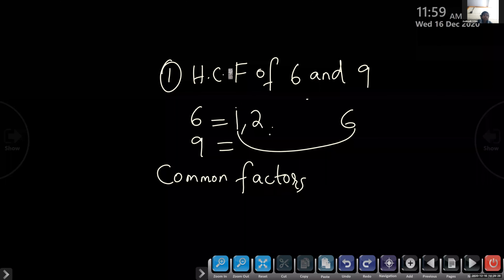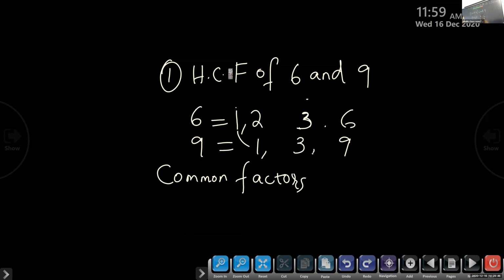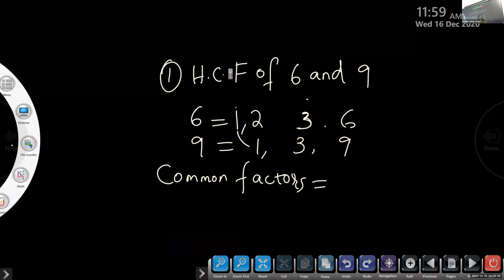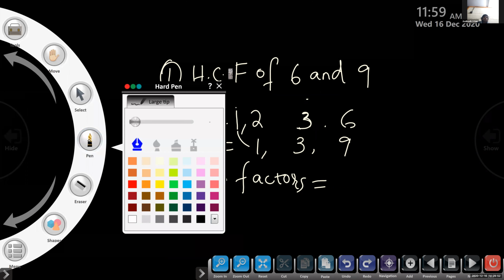Is there any other number? No, ma'am. So tell me the factors of 9. 1 and 9. And 3, 3 into 3, but we will write it only one time. So now, can you see the common factors and tell me? 1 and 3.